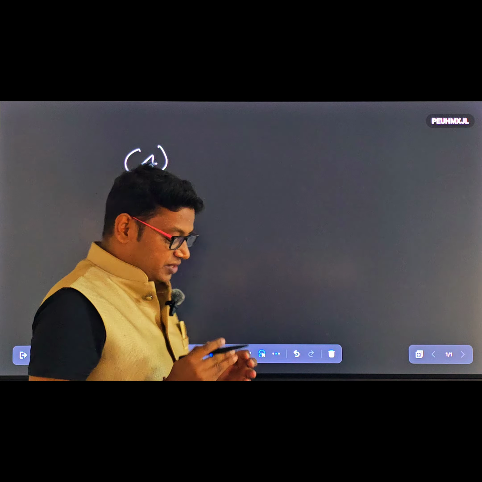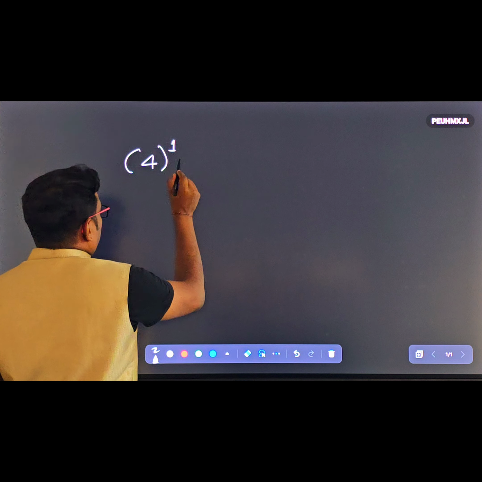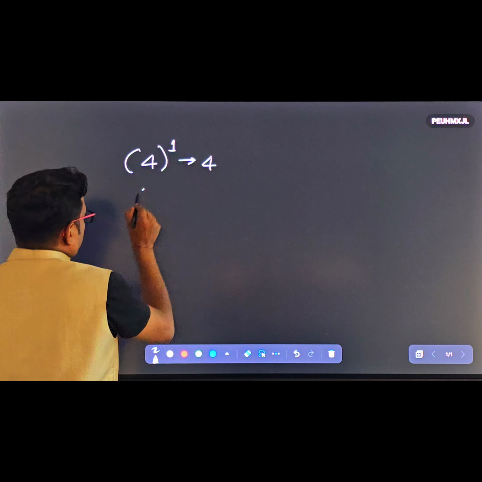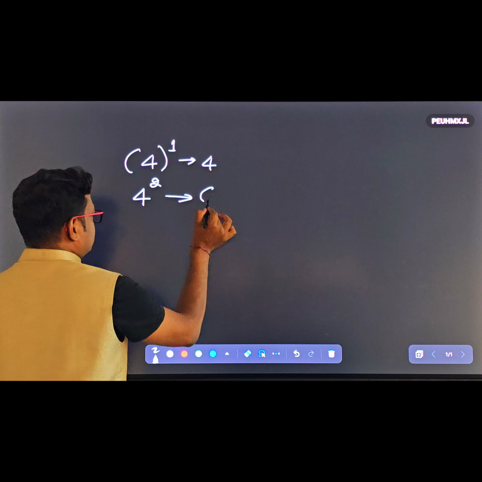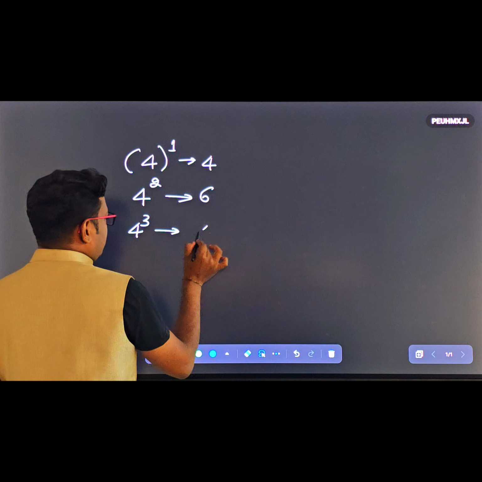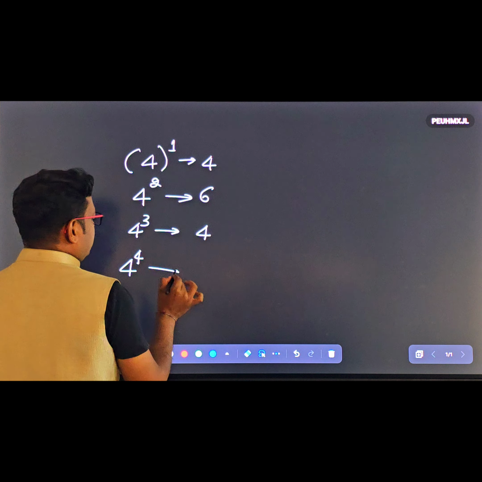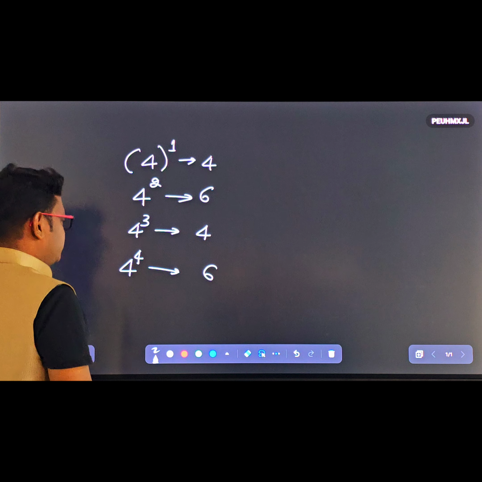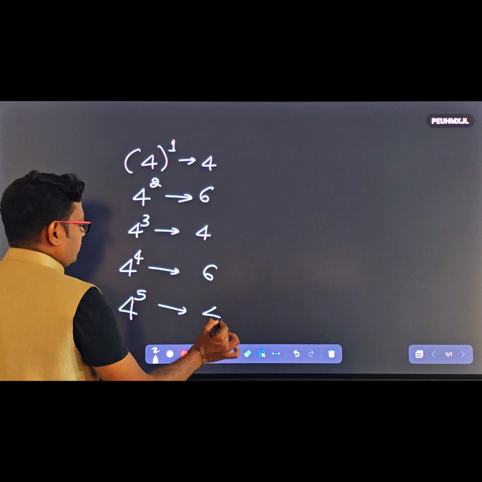Now, I am going to move to 4. I am going to give you the best trick in the world for 4. Please listen very carefully. See here. 4 power 1 is 4. 4 square is 16, units place 6. 4 cube 64, units place 4. 4 power 4, again it is 6. 4 power 5, again it is 4.